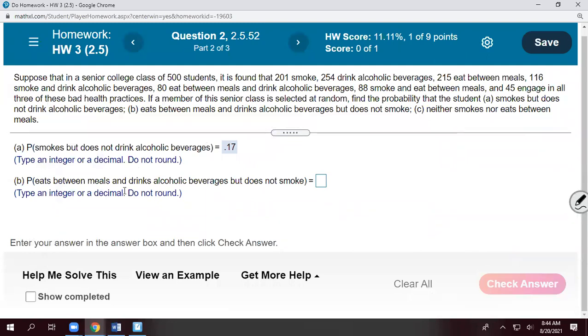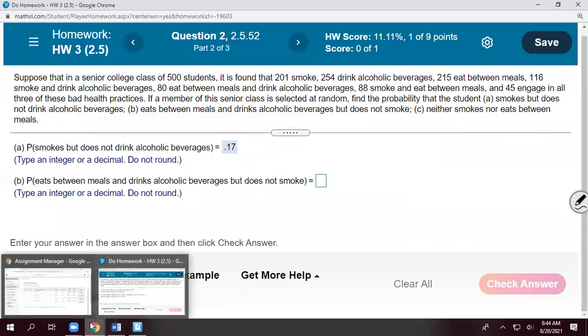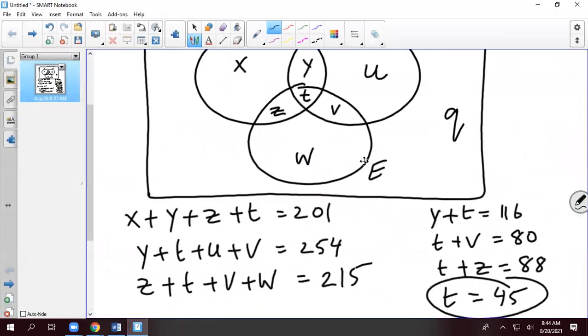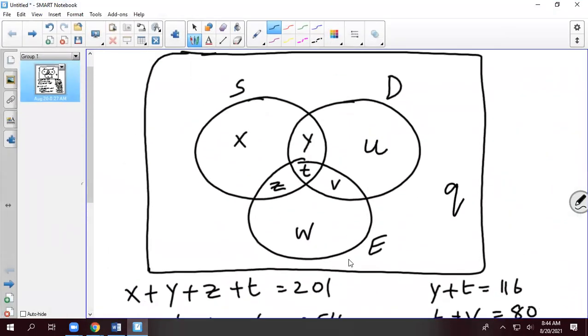Probability eats between meals and drinks alcohol but not smoke. Let's go back. Eats between meals and drinks alcohol is this T plus V, but not smokes. The T part is also smoke, so what we really need is V. V is the part that eats between meals and drinks alcohol, but does not smoke, because eats between meals and drinks alcohol is this common part, which is T plus V, but not smokes means but not T. So you just want V.